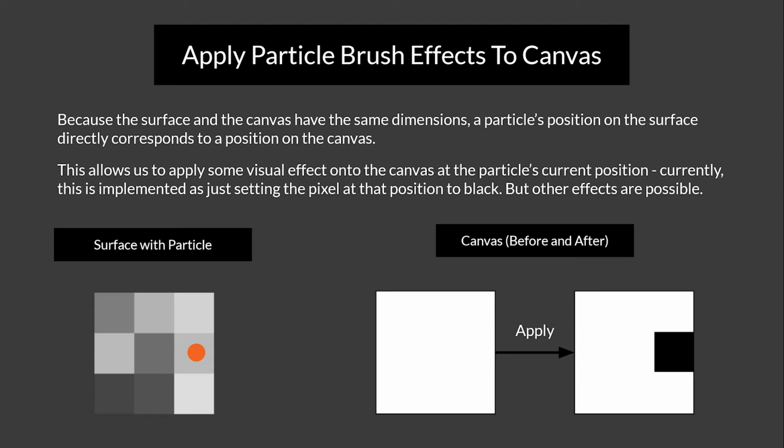Next, we will apply our particle or our brush effects to the canvas. Basically, because the surface and the canvas have the exact same dimensions, a particle's position on the surface corresponds directly to a position on the canvas. As such, during this step of the cycle, we can apply some sort of visual effect onto the canvas. There are many different ways you could go about doing this. You could even apply really complicated, Photoshop-type brushes if you wanted. For me, just to keep things simple, I just have it color the current pixel black. But as I said, you can really do anything you want with it. For now, during this step, it colors the pixel at its current position black on the canvas.